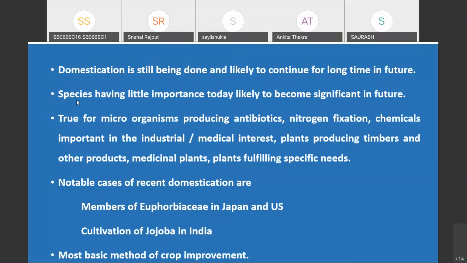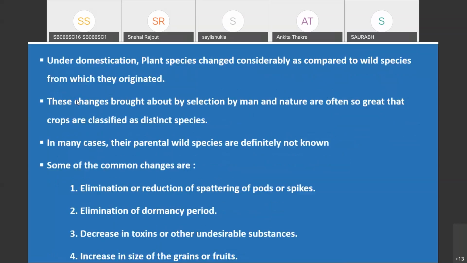That's why we are saying domestication is believed to be the most basic method of crop improvement, because all other methods like plant introduction and acclimatization, then hybridization and mutation breeding are applicable to a plant species once that species is domesticated. That's why it is believed to be the most basic method of crop improvement.